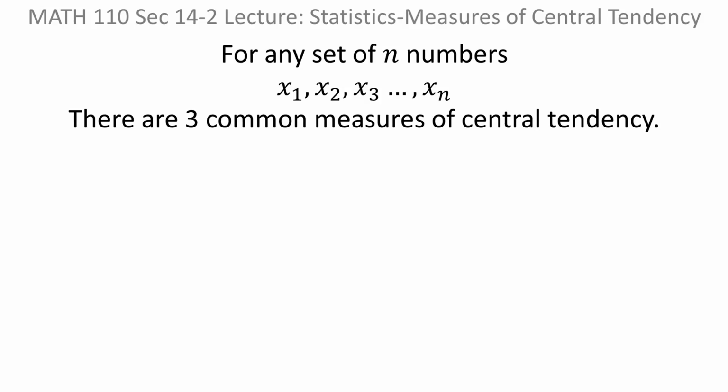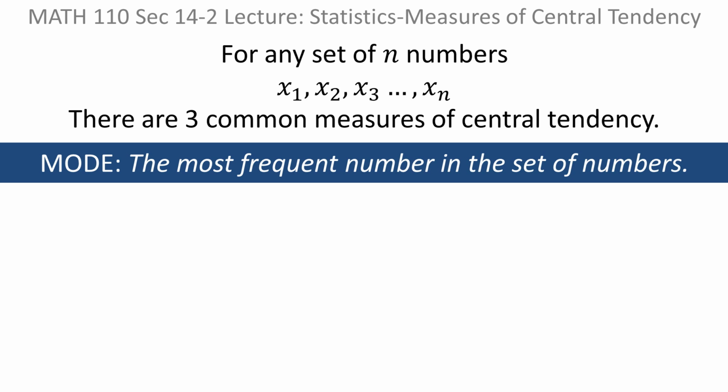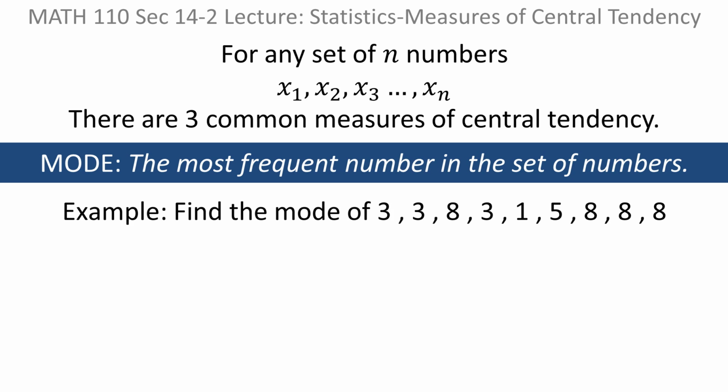We've been talking about data, how to organize and visually represent data. Now we want to talk about something called the measure of central tendency of data. It's in some sense a measure of what the middle of the data is, what the average data point looks like. There are three common measures of central tendency. The first is called the mode. The mode is simply the most frequent number in a set of numbers, and that's easy enough.